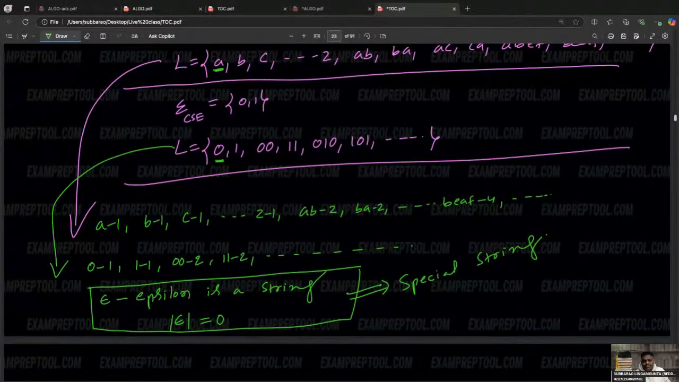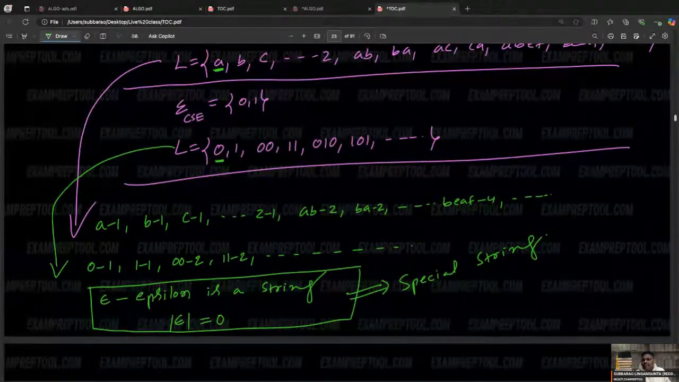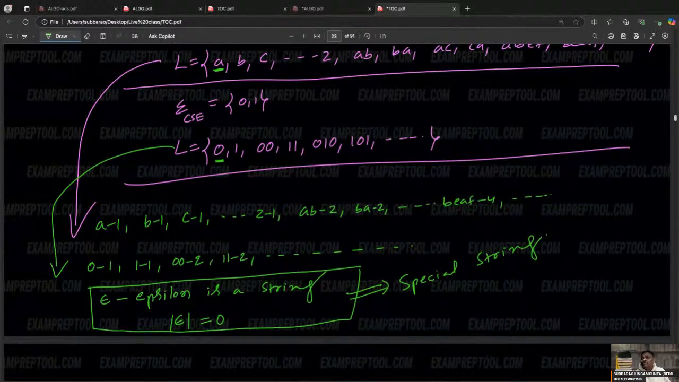Special people, there are no reasons. Special people don't think logically. Mama, what is the weightage of your mama in your life? Infinite, maximum. What is the epsilon weightage? 0. Epsilon is a string whose length is 0. It is a special string.